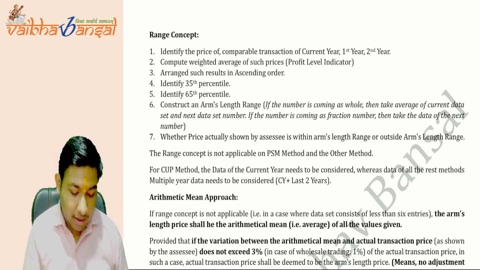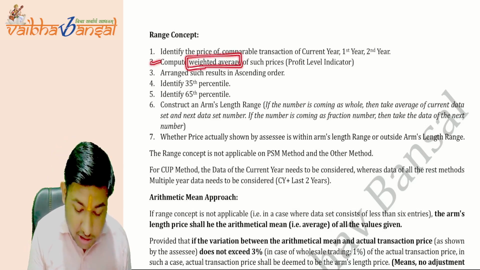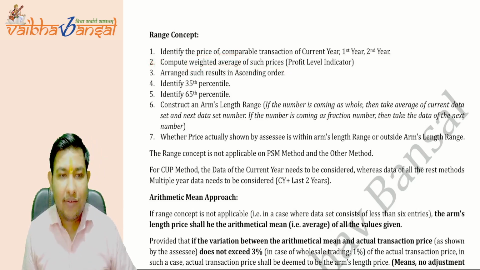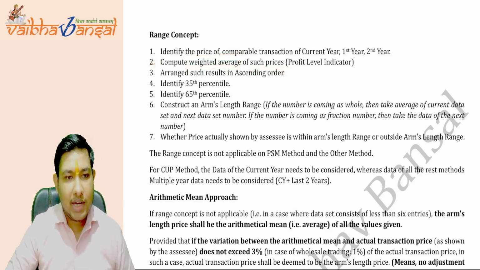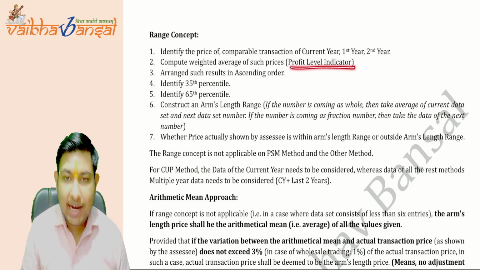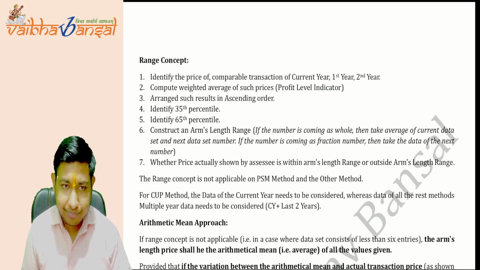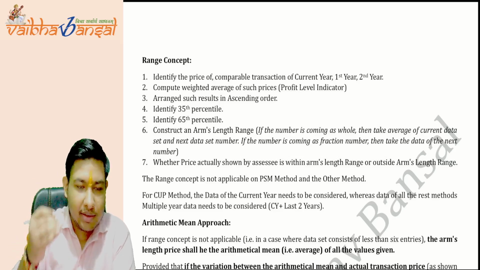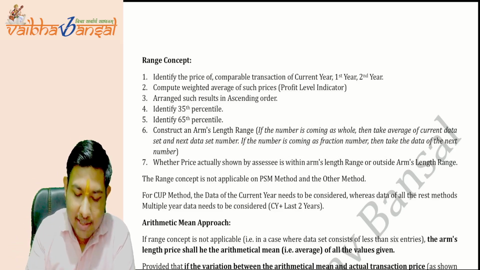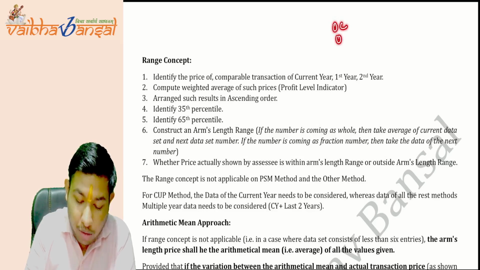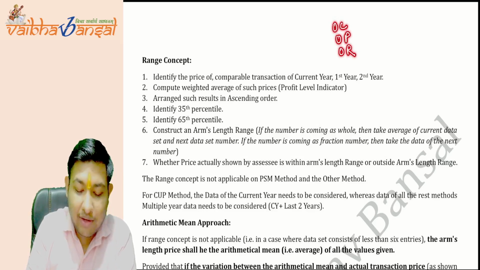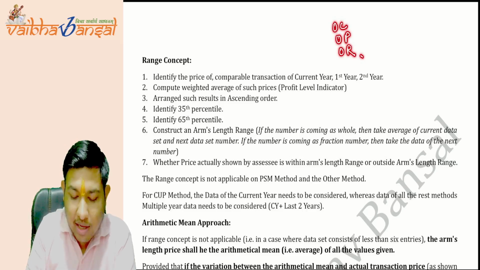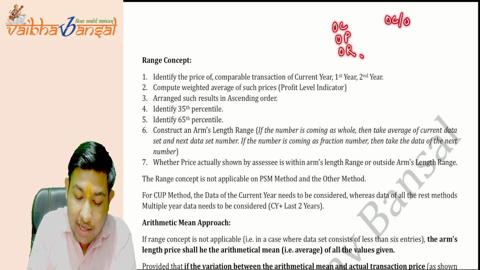Now secondly, compute the weighted average of such prices. That will be easy. What is a PLI, profit level indicator? By calculating all the prices, you will get operating cost, operating profit, or operating revenue. You will get all these three things. Your profit level indicator is OP by OC or OP by OR, whatever it is.